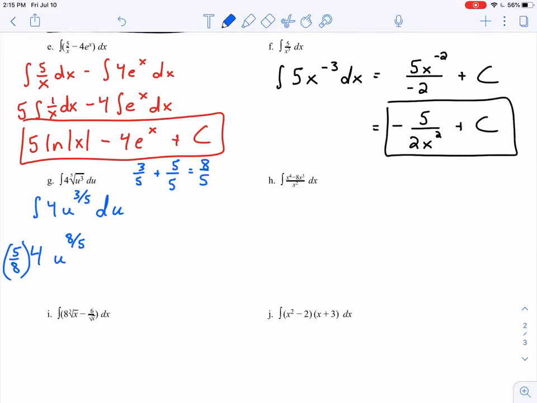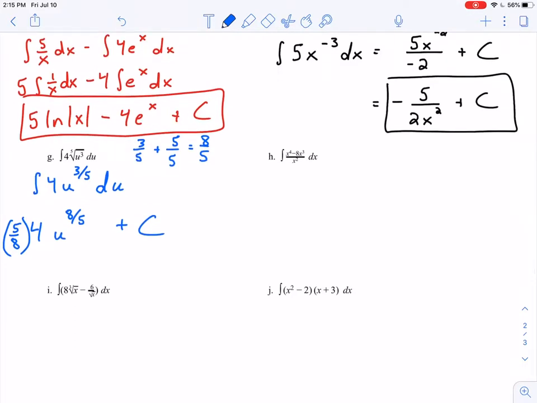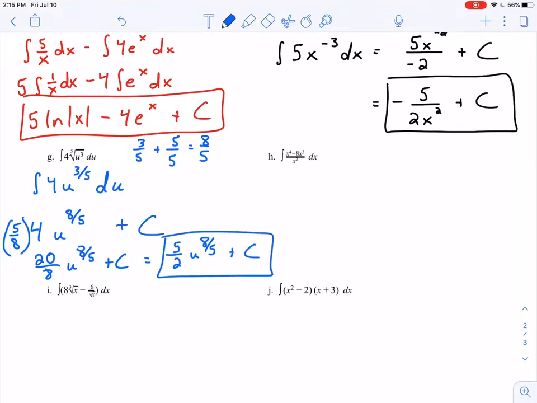And then, of course, can't forget about my constant of integration c. Have to add plus c there. And then after that, just simplifying this term right here. You can simplify the 4 and the 8 right now, or you can take 5 times 4. I think I'll do that. 5 times 4, this gives me 20 over 8 times u to the 8/5 power plus c, which is really equal to, there's a common factor of 4. So this would be 5 over 2 times u to the 8/5 power plus c. Hey, there we go. There is our antiderivative.